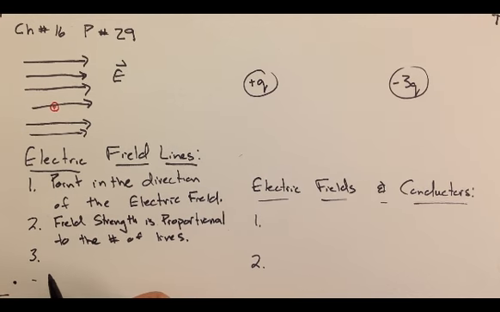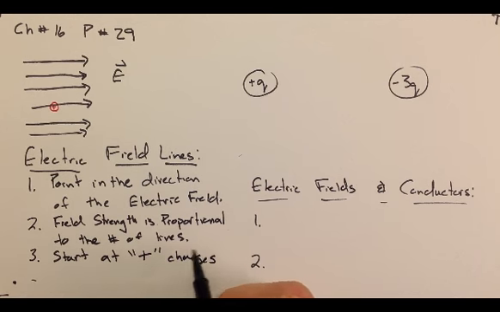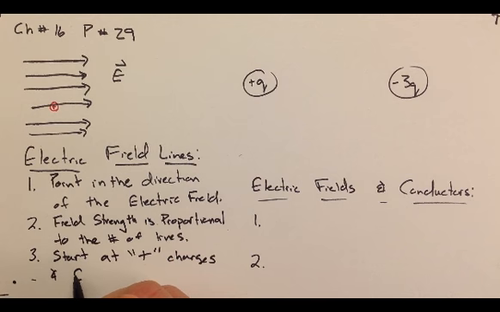Right. Also, electric field lines start at positive charges and end at negative charges. So they start at positive charges and end at negative charges.